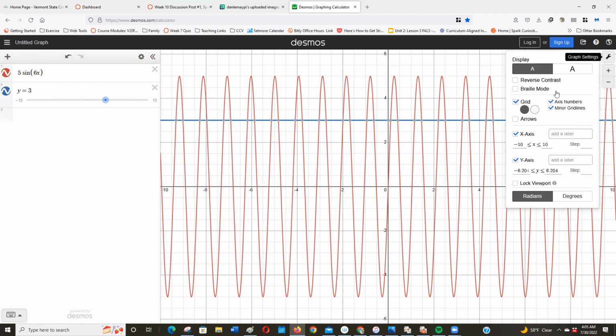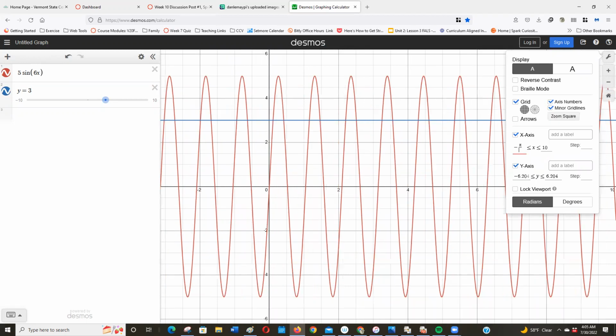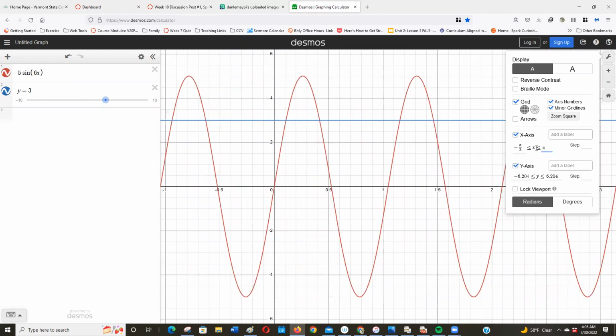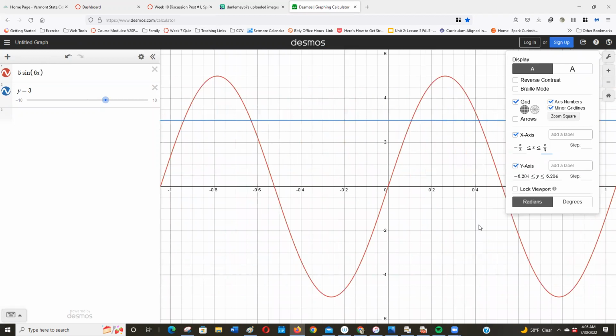So I'm going to tweak my window here to go from negative pi over 3, yeah, let's go negative pi over 3. That way it'll be one cycle of pi divided by 3, and then it'll be a couple of cycles, right, because I'm going 2 periods to a positive pi over 3. We can always tweak it later. And then, yeah, that looks good.